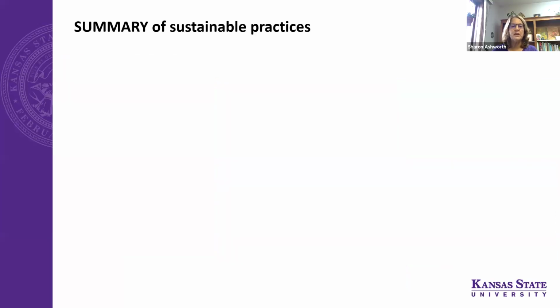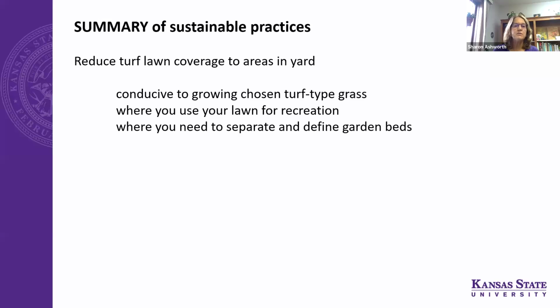So just in summary here of sustainable practice, first and foremost, reduce your turf lawn coverage to areas in the yard that are conducive to growing your chosen turf type grass. Make sure you're using that where you're using your lawn for recreation and where you need to separate and define beds. So first off, shrink that turf lawn coverage.